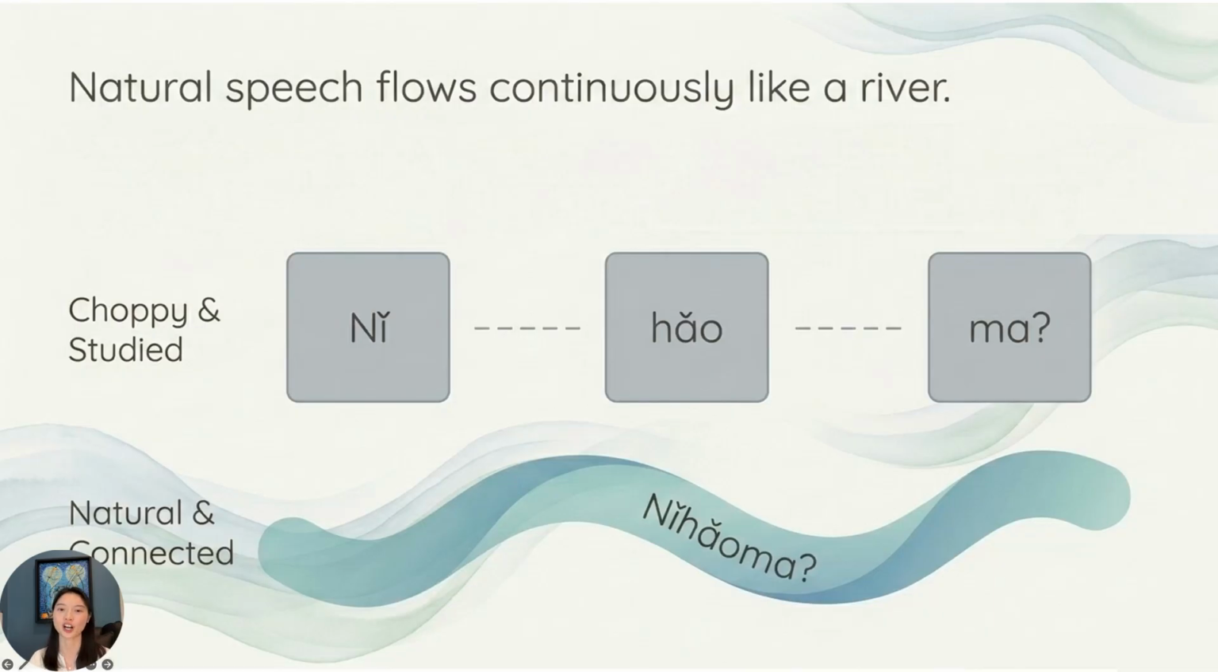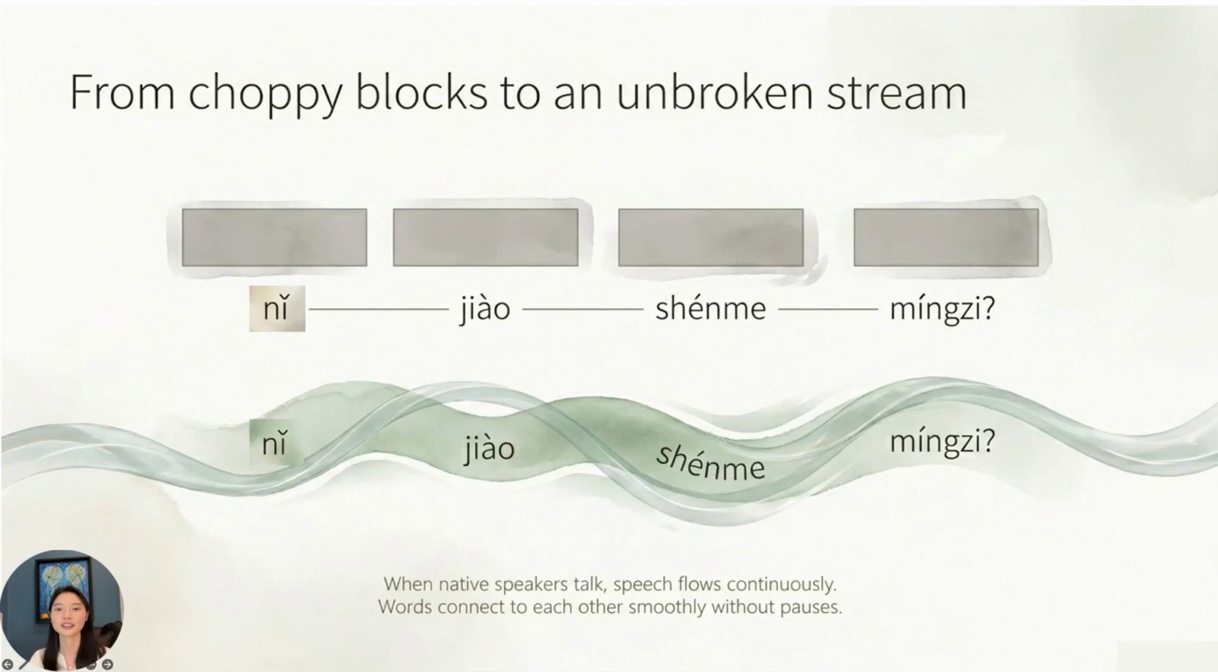When native speakers talk, they don't say one word, pause, then say the next. Speech flows continuously. Words connect to each other in a smooth, unbroken stream. Listen to the difference. 你好吗？你叫什么名字？ The meaning is identical, but the second version sounds like a real person talking.